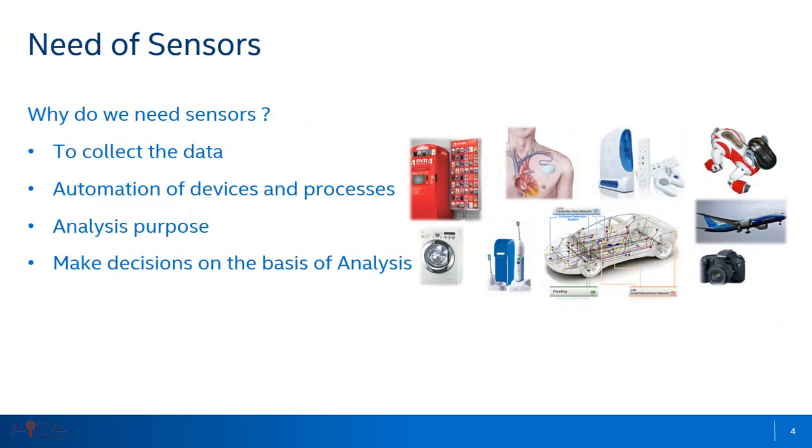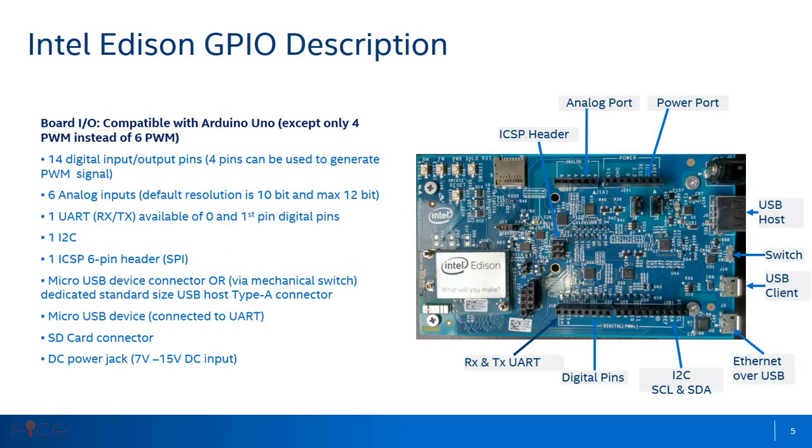Now the next question is, why do we need a sensor? Sensors are used to collect data from the physical world, and the data could be used for multiple applications, like automation of devices, for example a fully automatic washing machine or air conditioner. Data could also be used for analysis purposes. For example, analysis of temperature variations in a location, and we can take corrective actions to control the temperature variations in that particular location.